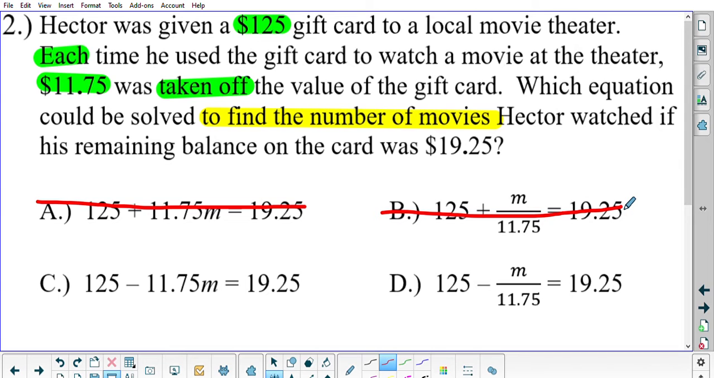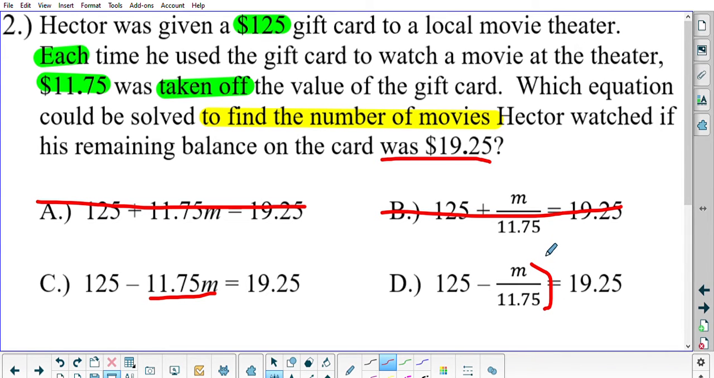Now, they both equal 19.25, and of course the last sentence says was $19.25, so that means equals 19.25. But we have to figure out, should it be 11.75 times the number of movies, or should it be the number of movies divided by 11.75?